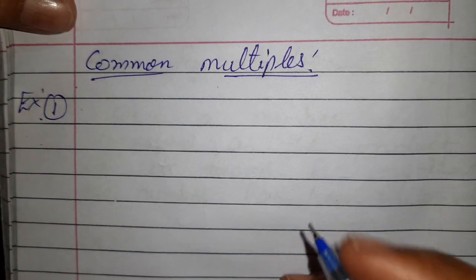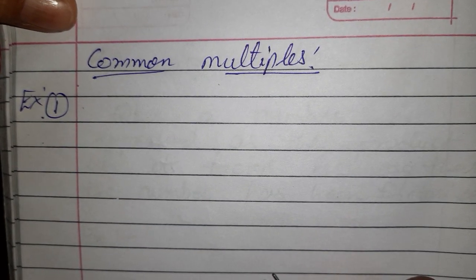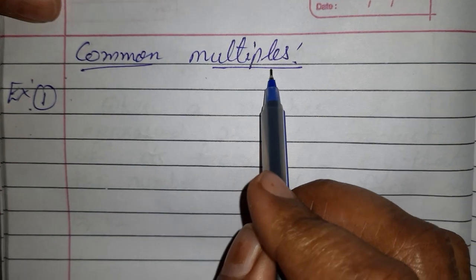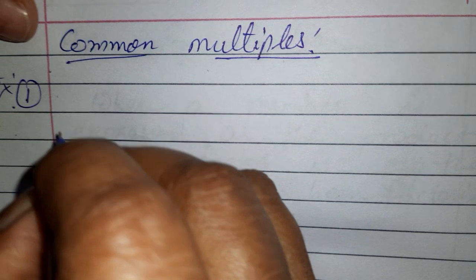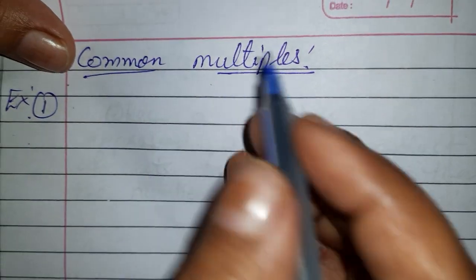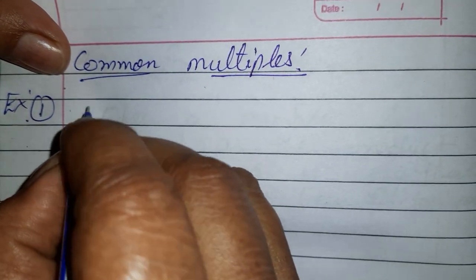Students, I think you understand how to find the common factors. Now, how to find the common multiples. You know about the multiples, so I'm giving one example. Find the common multiples of 2 and 3.